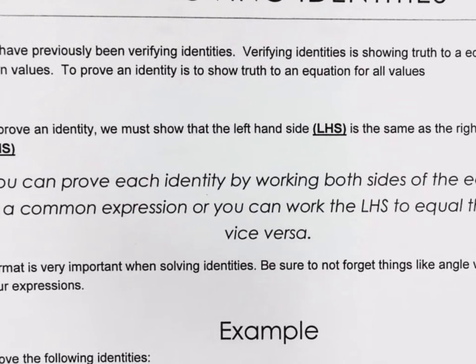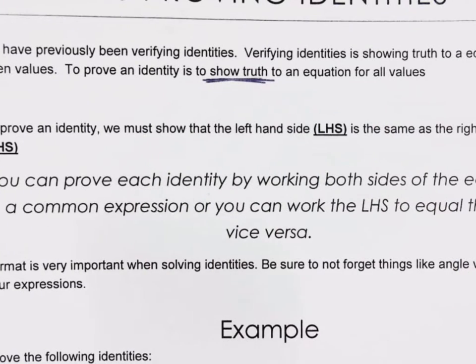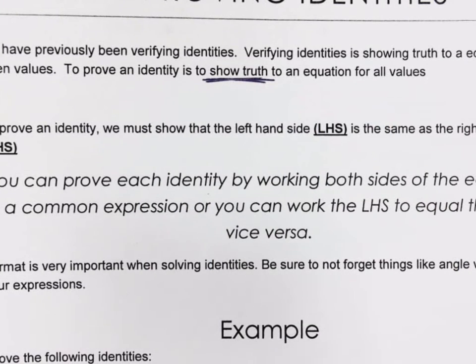Okay, so we've verified identities by putting values in, like when theta is pi over 3. We've proven it just for that one point. Verifying is for one particular value. In 6.3, we're going to prove for all angles. We're going to show the truth of an equation for all possible values.